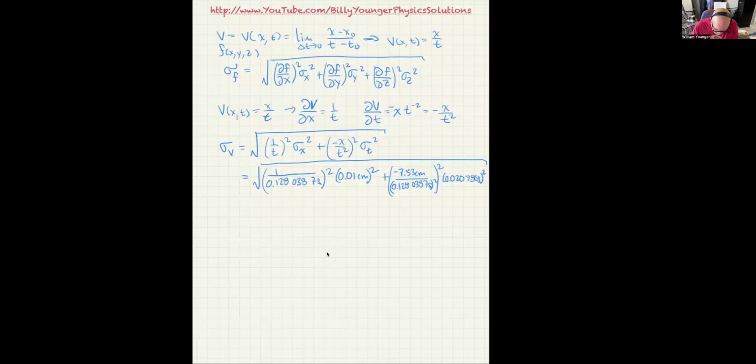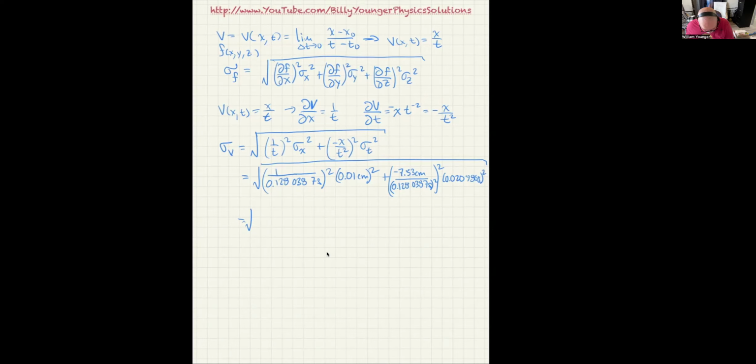So what I'm going to first do is the very first term in the square root. So I'm going to take 1 divided by 0.128038 and I'm going to divide that. Oh, okay. Evidently, I typed a decimal by accident twice instead of a 0. So let me do this again.